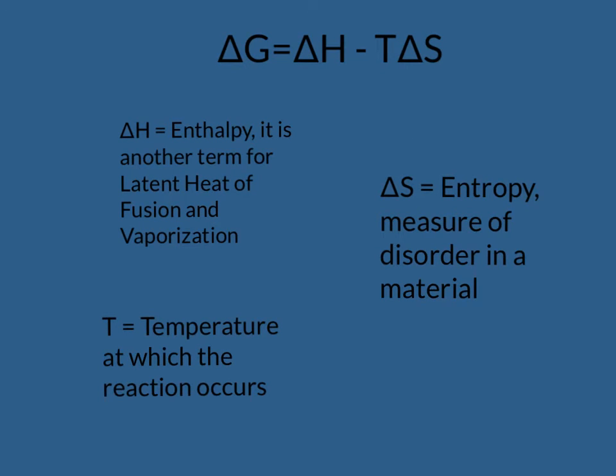In the equation delta G equals delta H minus T times delta S, there are three components besides Gibbs free energy. Delta H is enthalpy, which is basically another term for latent heat of fusion and vaporization. There's delta S, which is entropy, the measure of disorder in a material at an atomic level, so basically how disordered the atoms are. And there's T, which is the temperature at which the entire reaction occurs.